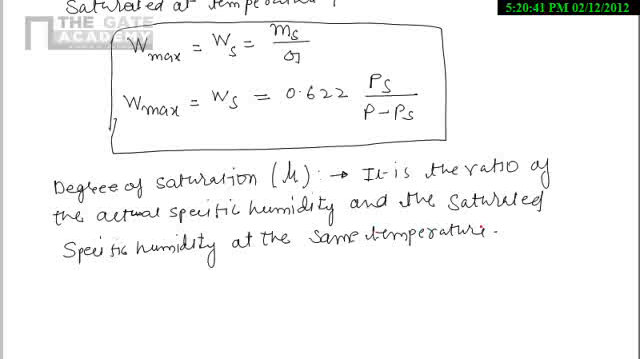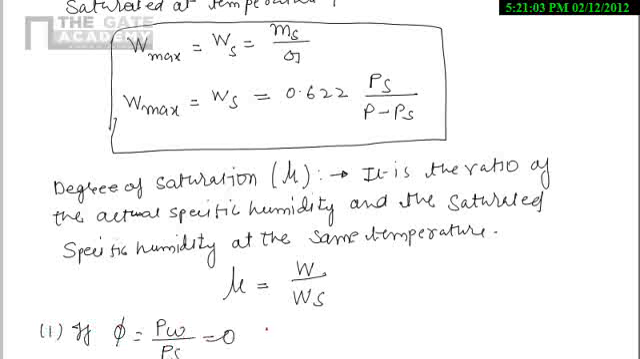So now we can write it as a mathematical formula. Mu is nothing but W by Ws, and now I will give some important facts. Suppose phi, that is Pw by Ps, equals 0. It means W will be 0, which means the air will be dry air, and mu will be 0.